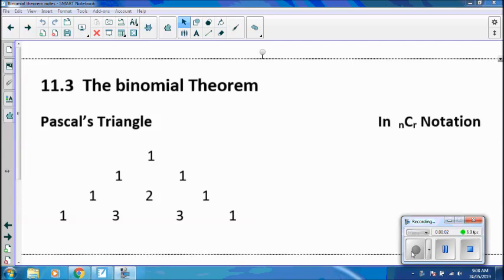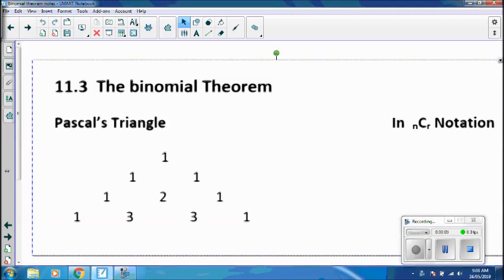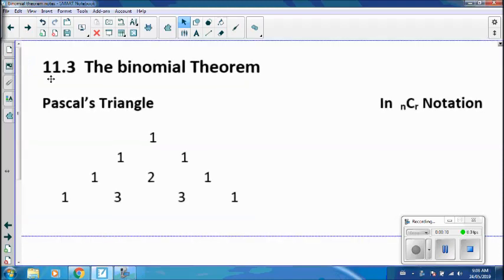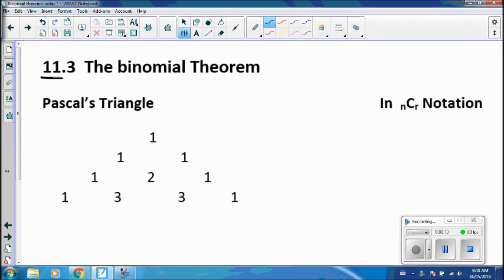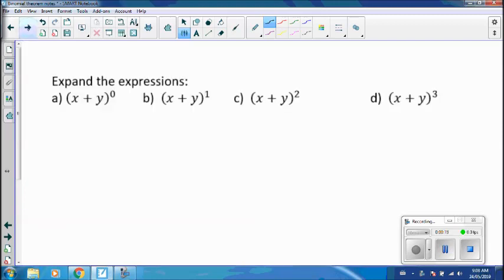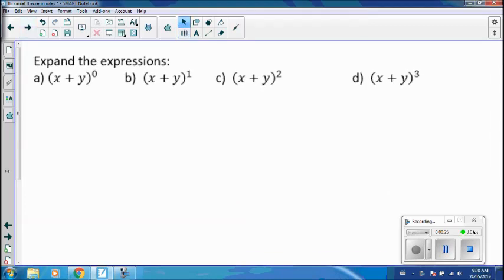All right, this is a video lesson on Pascal's triangle and the binomial theorem. So you want to have your formula sheet handy because we'll be using a formula on there. I want to look at these first and then we'll come back to that triangle. So we're going to expand these expressions, starting with the first one, x plus y to the power 0.